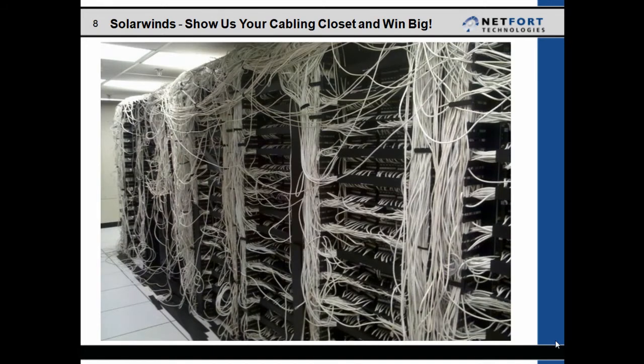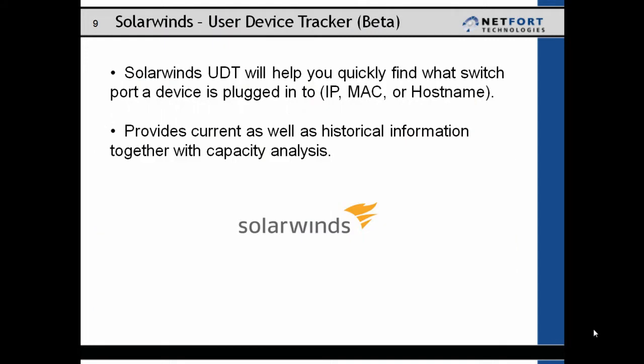For something like this, when it comes to managing the network and trying to figure out where things are connected, it becomes really hard unless you can delve deep into the switches and look at MAC tables and CAM tables, and trace through multiple switches, through trunk ports and each channel, to figure out where users and devices are plugged into your network. So Solarwinds currently have a product in beta called the User Device Tracker, and it will help you to quickly find what switch a device is plugged into.